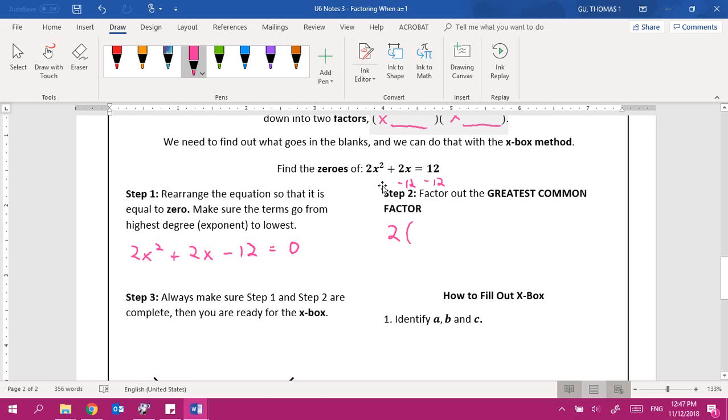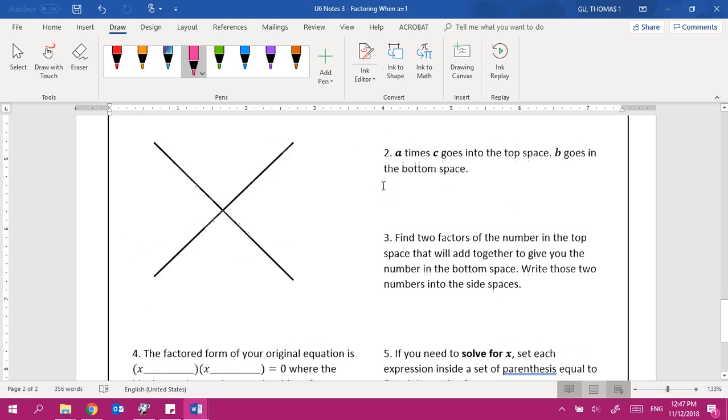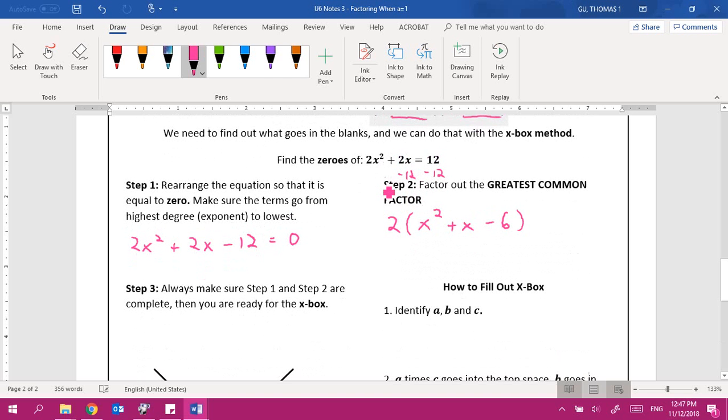So now, when I divide all of these terms by 2, what's left inside my parentheses then? 1x squared, right, which is x squared, right? And then plus x minus 6. Yeah, because 2 times negative 6 is negative 12. Good, equals 0. You said to take a 2 out, so we're dividing all of these by 2.